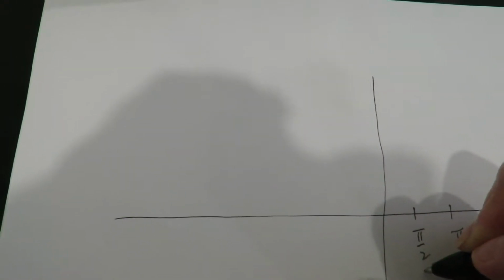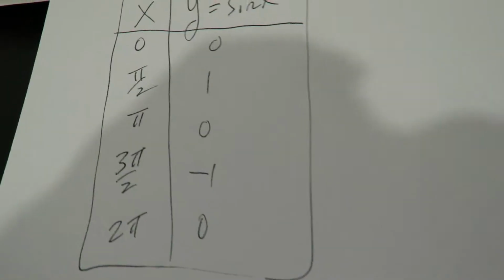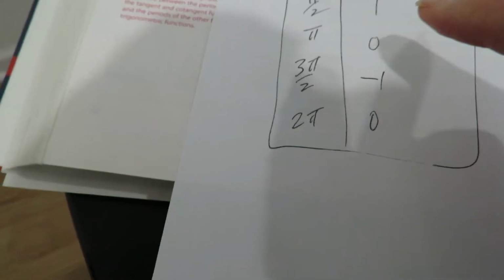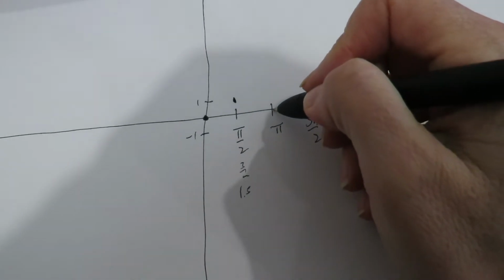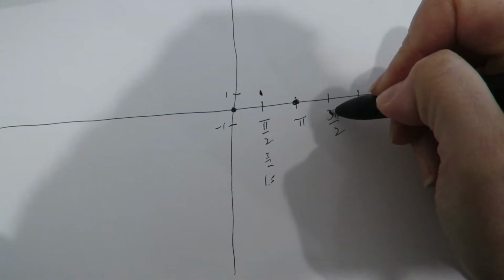Let's see if this is 3 over 2 or 1.5. Then 1 is 2/3 of that. Okay. So this table that I just drew, I'm going to just work off of it now. So you have the point 0, 0. You have the point pi over 2, 1. You have the point pi and 0. 3 pi over 2, negative 1. 2 pi, 0.